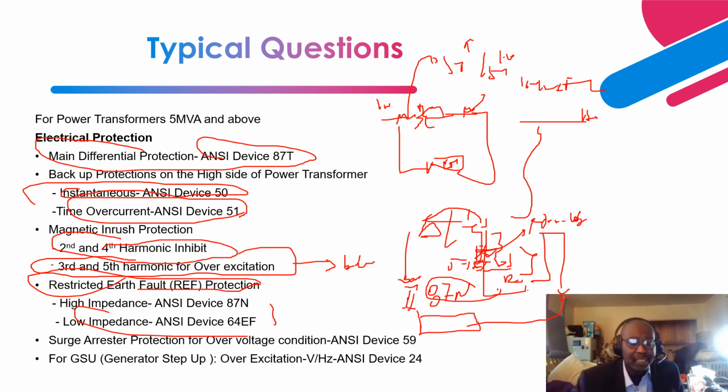Next is surge arrester protection. Surge arresters are mounted quite close to the bushing terminals, in close proximity, to provide lightning protection and switching surge protection for the power transformer against overvoltage conditions that can destroy the transformer. And for the generator step-up transformer, I made mention that we can utilize the volts per hertz protection element to protect against overexcitation. This is a combination of the generator and the step-up transformer.